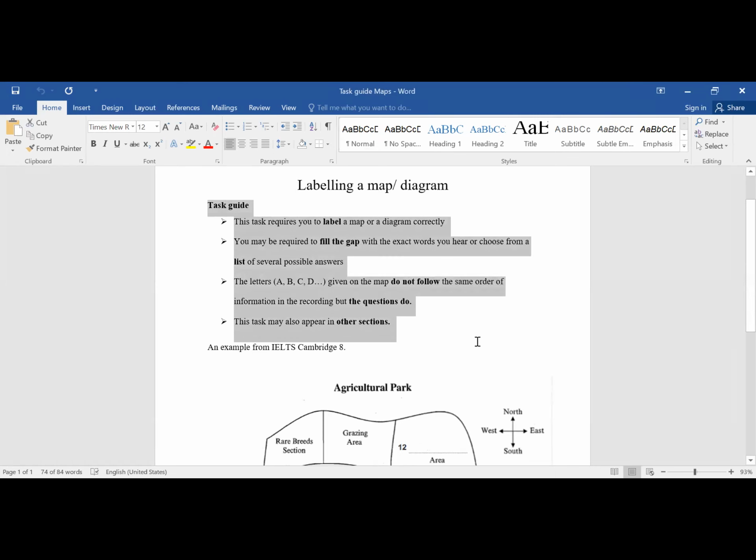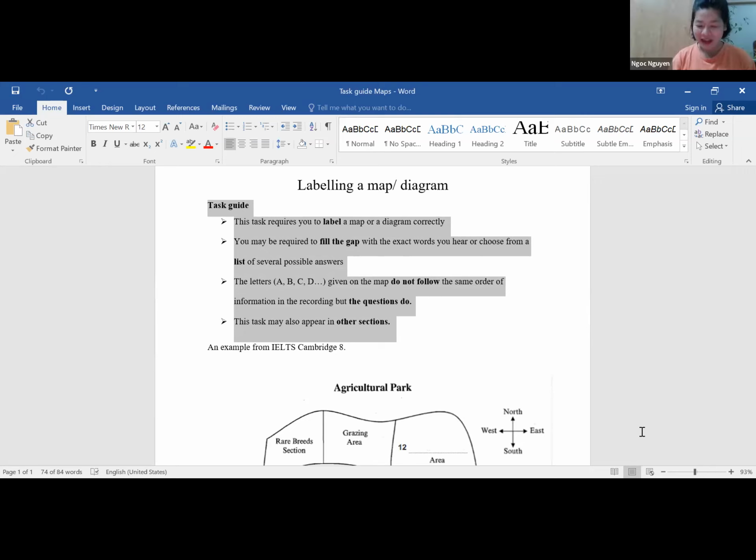Okay, so task guide, this task requires you to label a map or a diagram correctly. You may be required to fill the gap with the exact words you hear or choose from a list of several possible answers. The letters A, B, C, D given on the map do not follow the same order of information in the recording, but the questions do. This task may also appear in other sections.